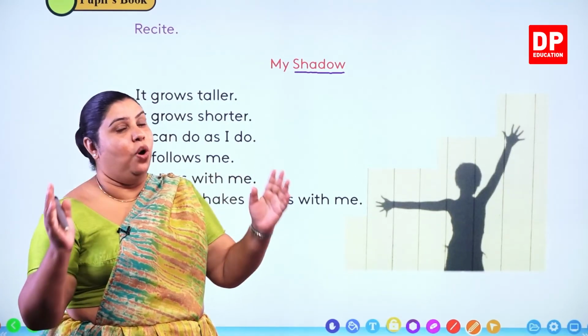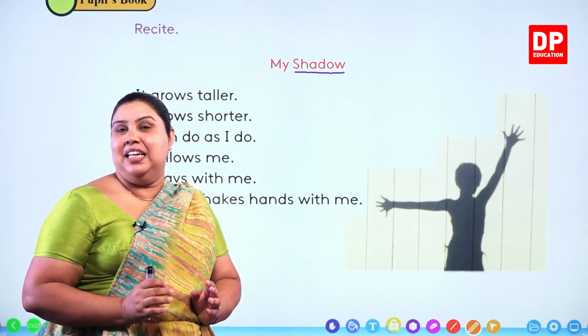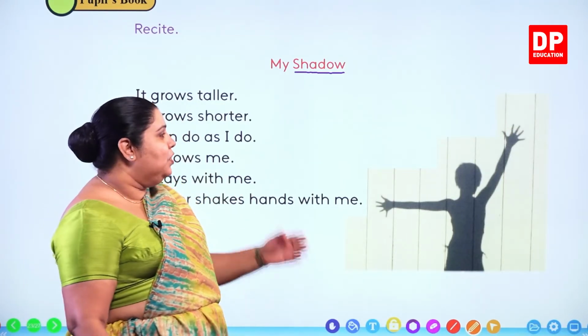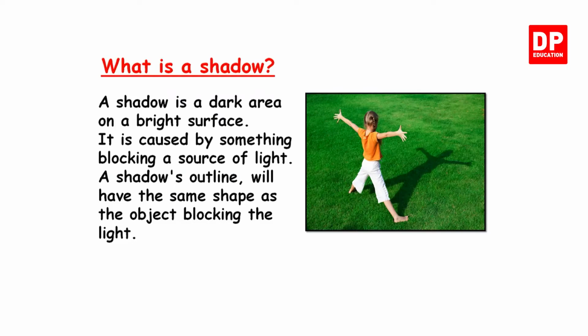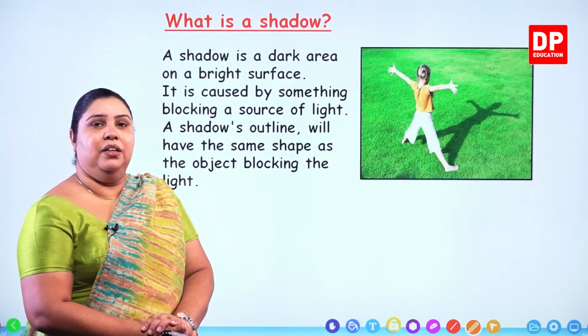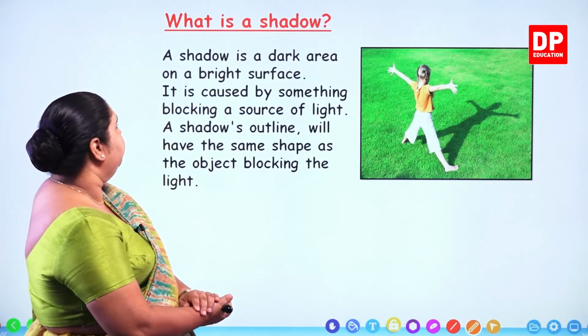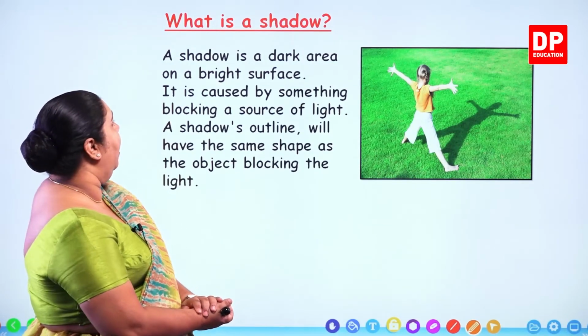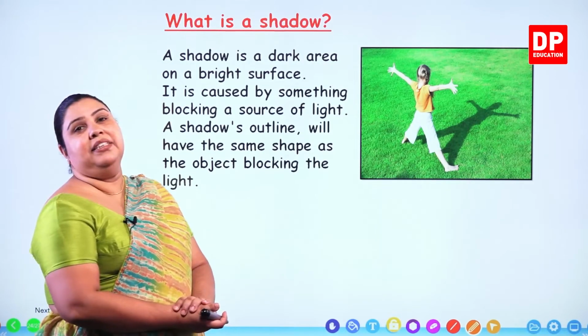Now, because we are talking about the sun, which gives us light, I think it's the time for us to talk about our shadow. So let's see what we can learn about the shadow. What is a shadow? A shadow is a dark area on a bright surface.